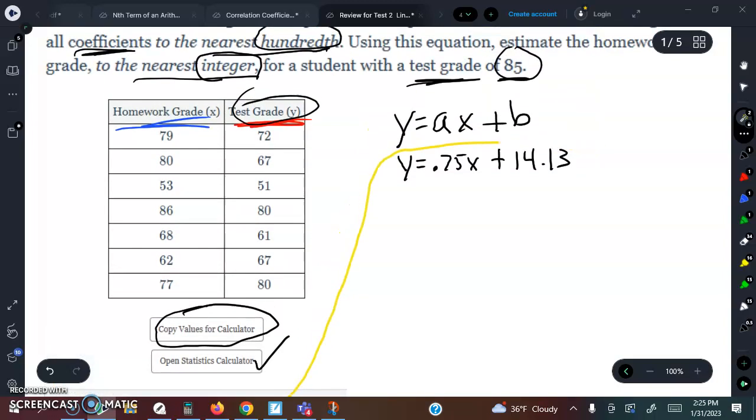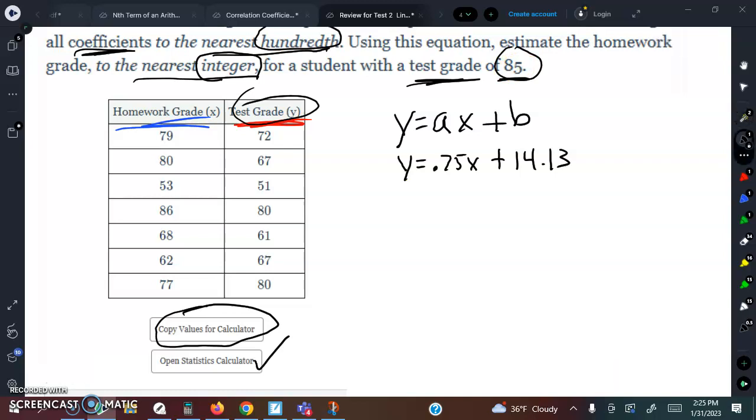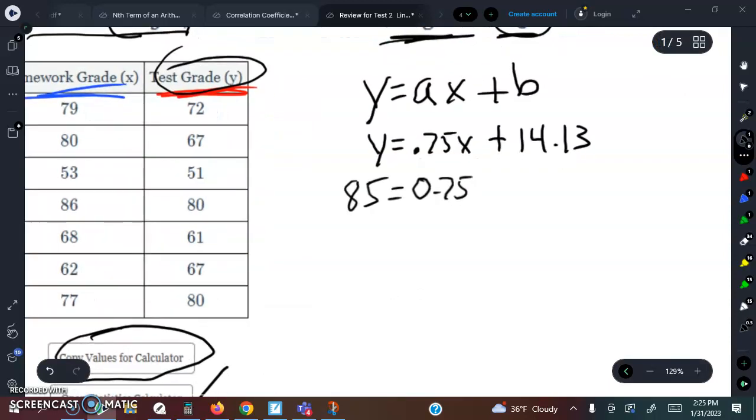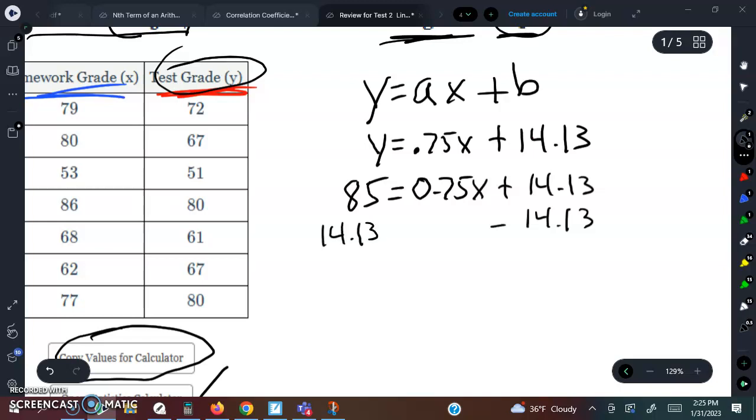Alright, now we're going to solve for x because they give us y. So we'll plug this 85 in for y. Now if they had given you x, you would plug it in here for x and then just solve. So I got 85 is equal to, I'm going to put that 0 back in front of it, 0.75x plus 14.13. Now I'm just going to isolate the variable, subtract 14.13 on both sides. And when I subtract that, this will cancel out, and that's going to leave me with 70.85.